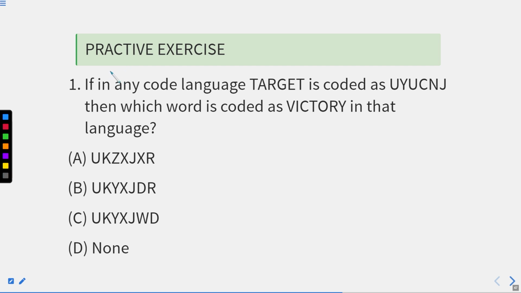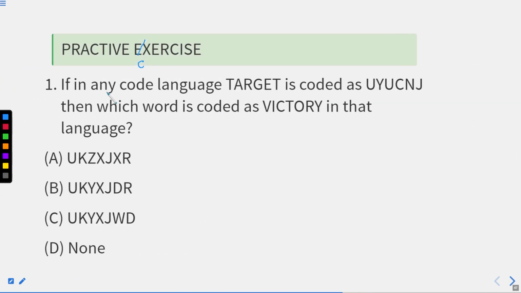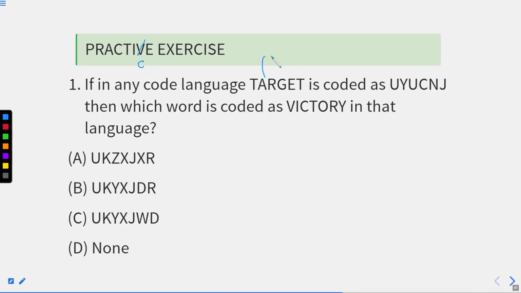We have multiple questions here. You are supposed to identify how the word target is associated with its coded form, and the same method will be used to code victory, and you'll eventually get your answer out of four options.